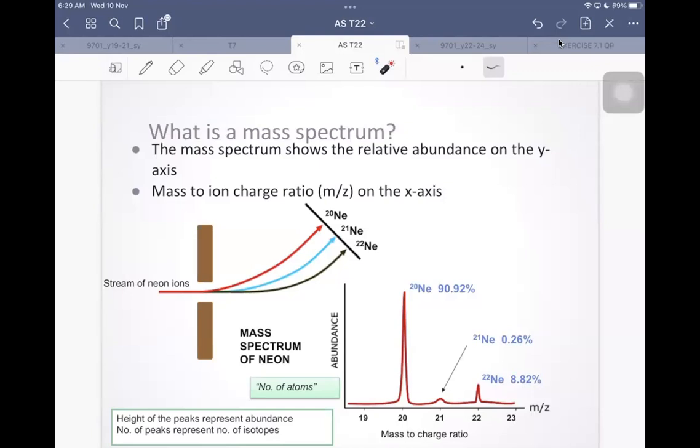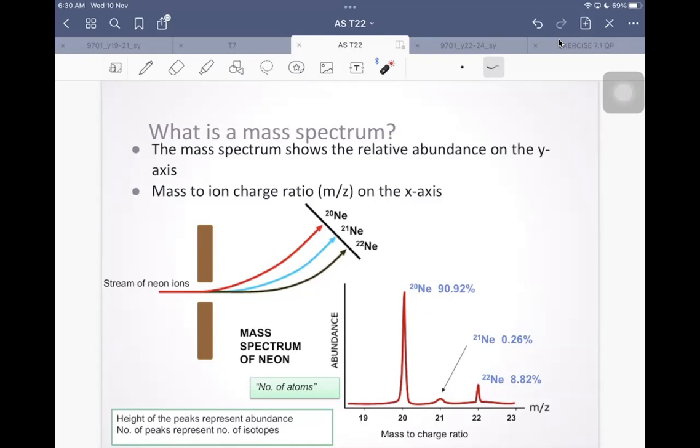We're almost there. Okay, so abundance can be seen as number of atoms. So you just imagine out of 100 neon atoms, 90.92 of it will be neon 20. 0.26, that's a little bit lower than 1, very, very low, will be neon 21, and 8.82 will be neon 22. Okay, so that's why I talk about probability, because if we were to talk about the number of atoms, these are in decimal places. Okay, so the height of the peaks represents the abundance of that isotope.